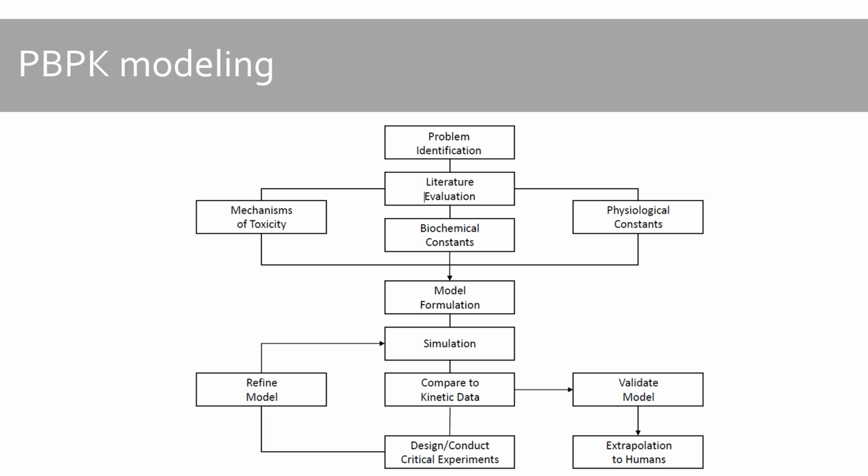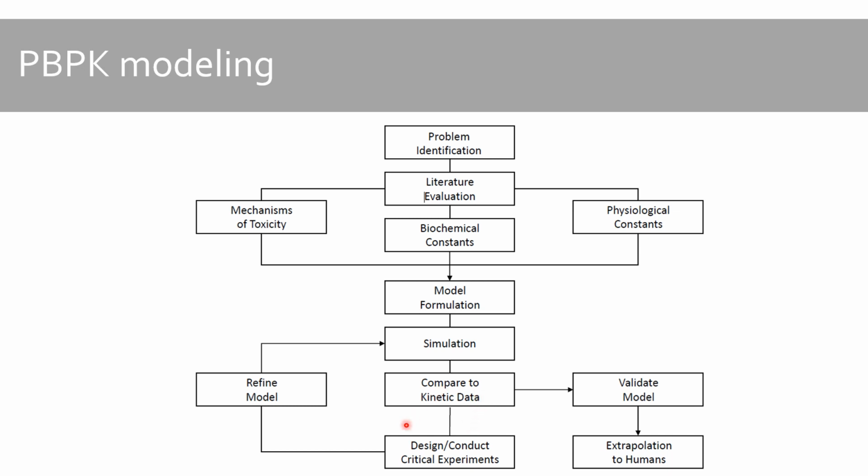Usually when we develop a PBPK model, the process is always the same. So we identify a problem, we look at the literature for mechanism of toxicity to better understand the chemical of interest, biochemical constants, so we can parameterize the model with biochemical specific parameters, and we also look for physiological constants. And then we create our model and we run some simulations that we can compare to kinetic data in animals, because most of the data we have usually are in animals, except for drugs where we can find some human data. But most of the time we have animal data.